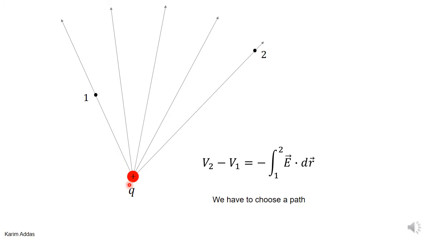I drew here some radial lines going out of the charge just to help us in the solution of the problem. So let's choose, say, this path in orange, and we want to evaluate the integration of E dot dr along this path. So to do that, you have to cut up the path into small elements of length.